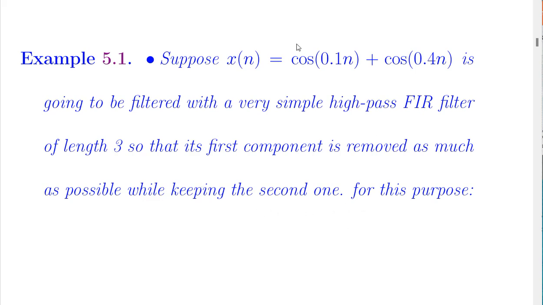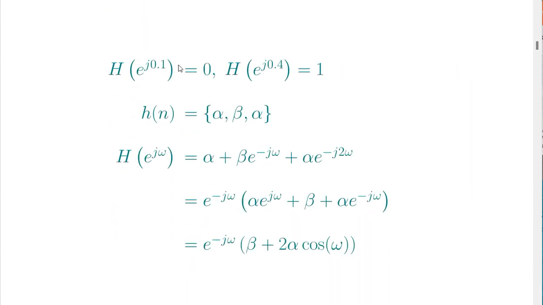Anyhow, you got the idea. Two terms, low frequency, high frequency. For this purpose, if you have written down the equation, we will have no permission for the first component. So H of e to the power of j times 0.1 will be 0, but the next one has permission to pass. Okay? Now, length 3 means h of n is equal to alpha, beta, and gamma.